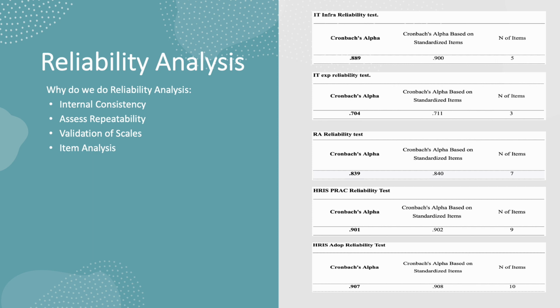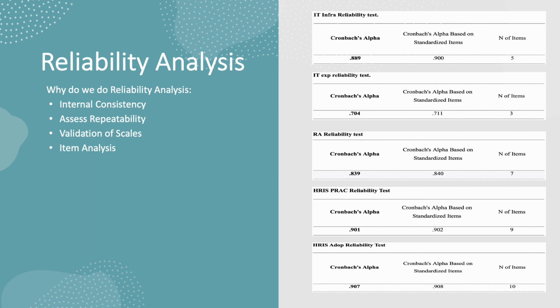Now, the obtained alpha coefficient of 0.889 suggests a robust level of internal consistency among the items, supporting the reliability and validity of the measurement instrument that is used in the study.